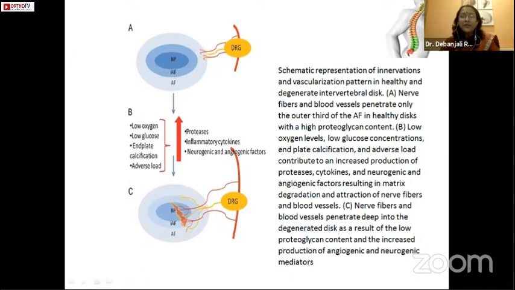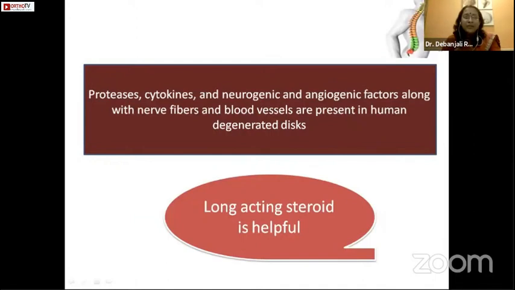Now this schematic representation exactly shows what I have told just now. Due to low oxygen, low glucose, end-plate calcification and adverse load, there is disruption of the disc due to changes in collagen synthesis. Proteases, cytokines, and neurogenic and angiogenic factors, along with nerve fibers and blood vessels, are present in human degenerative discs. So, long-acting steroids are helpful.